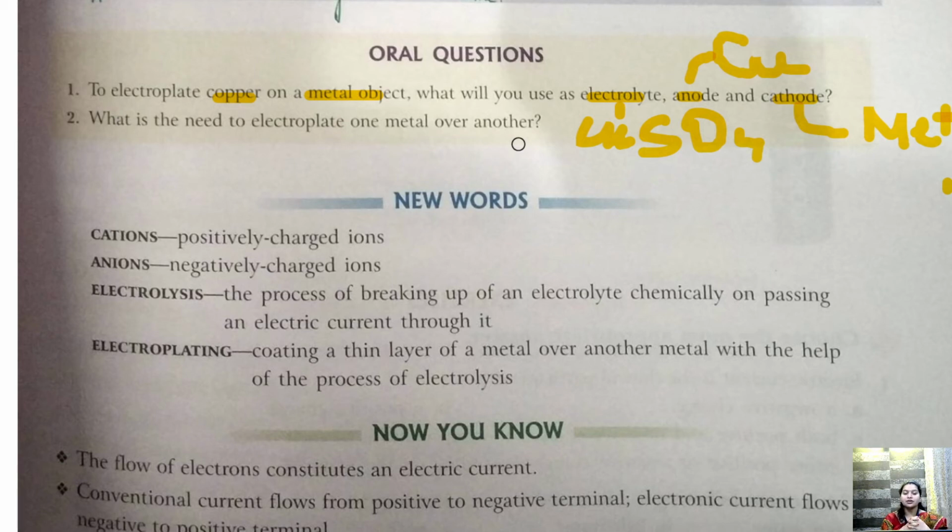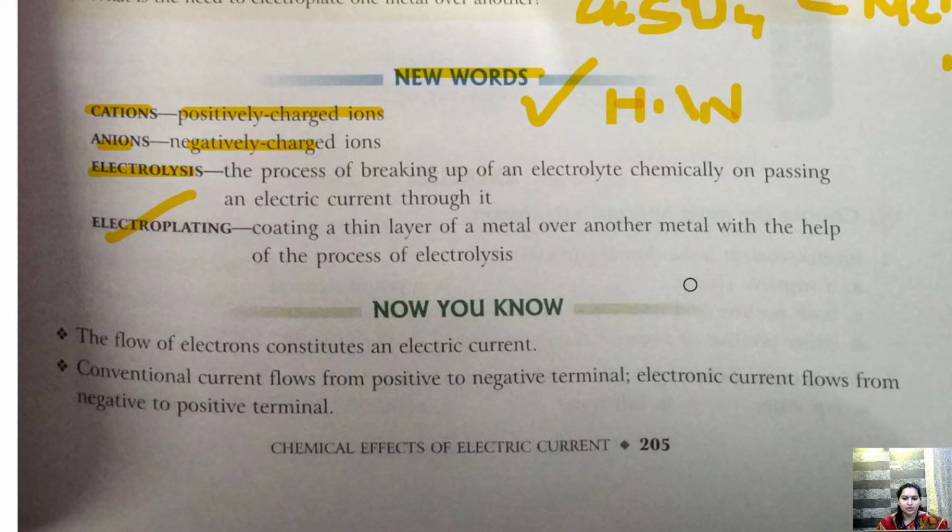Okay, now children, for today your homework is to write new words in your fair notebook. So you will write the name of the chapter, you will write today's date, and you will write these new words. So let's see what they are. Cations are positively charged ions, anions are negatively charged ions. Water electrolysis, the process of breaking up, this children we have talked about. So this you will write in your fair notebook as homework.